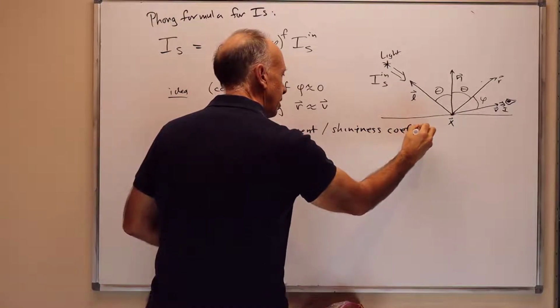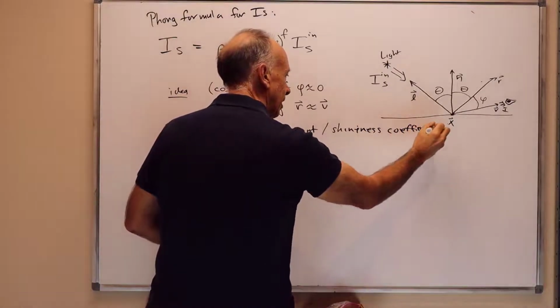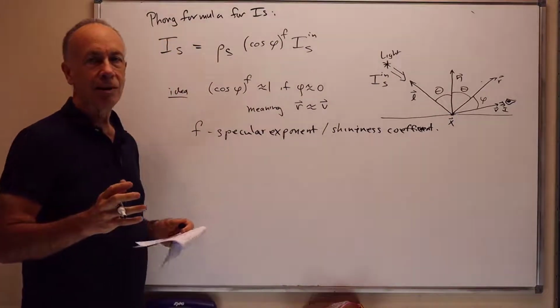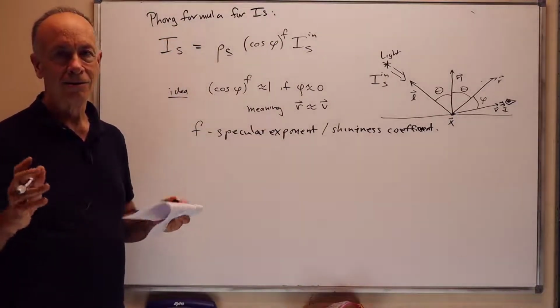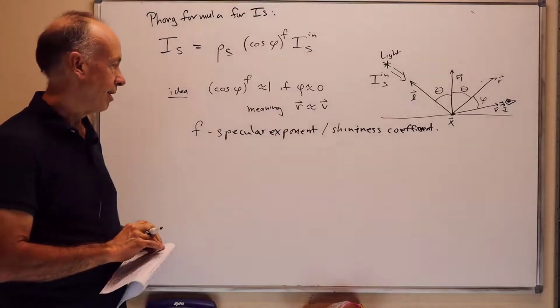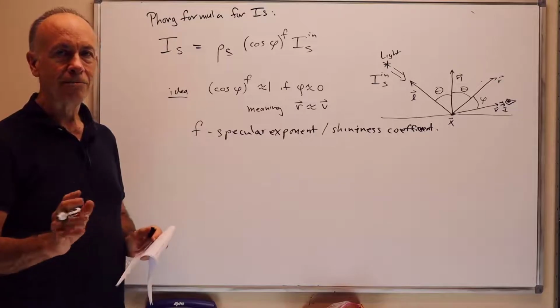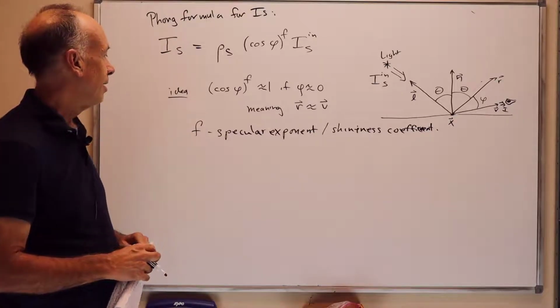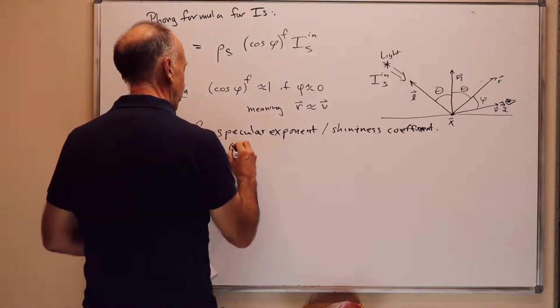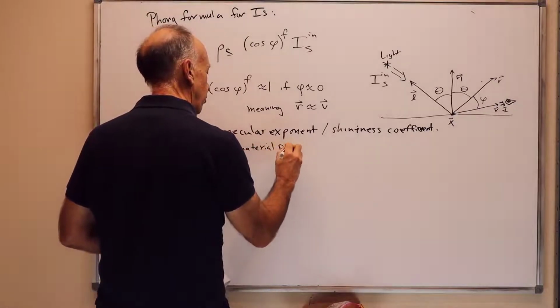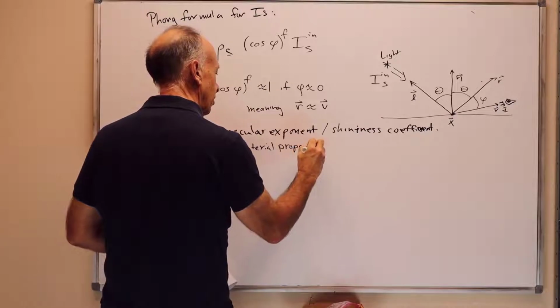And typically this is going to be some number, say between 10 and 200. A small number like 10 would be very broad specular highlights. A number like 100 or 200 would be much narrower specular highlights. And depending on your scene and your application, you pick this number by hand to look decent. Okay, and this is a material property. In other words, it's a property of the material that's coating the surface.